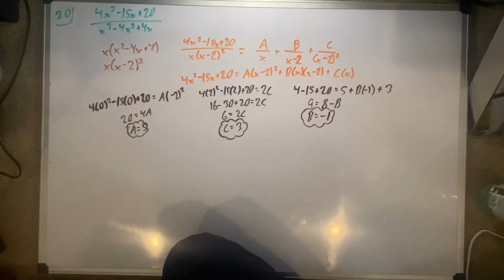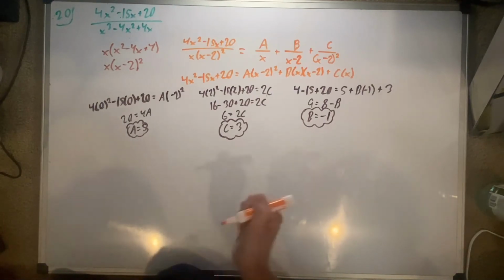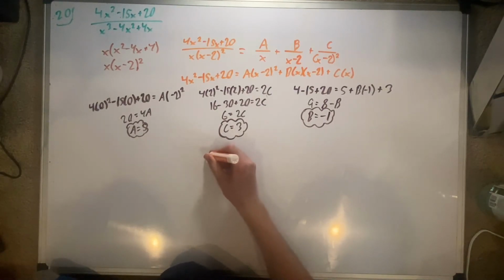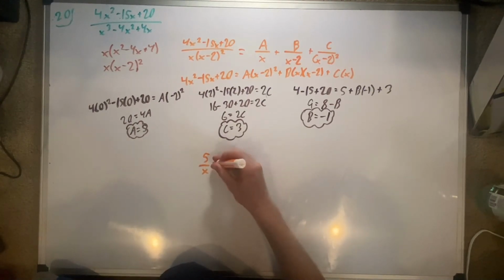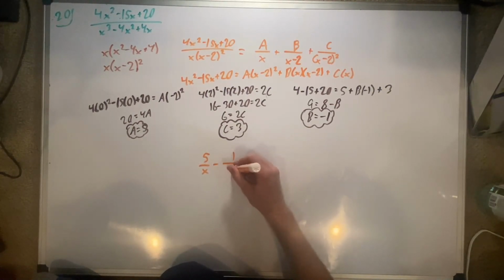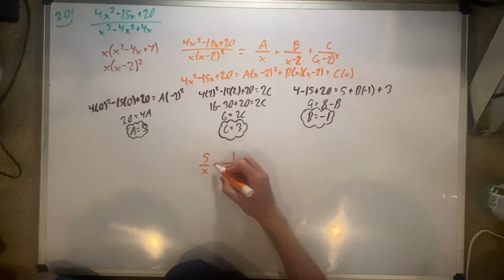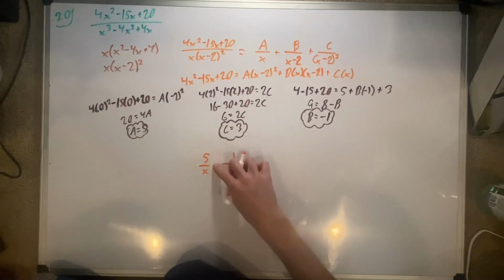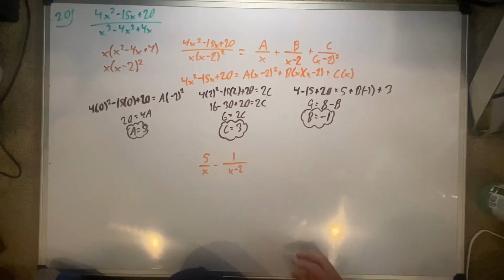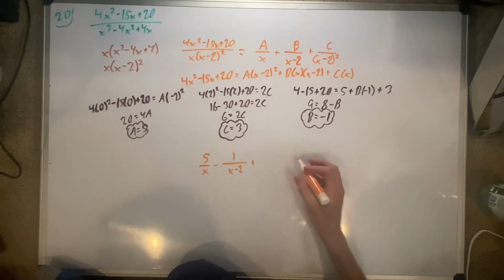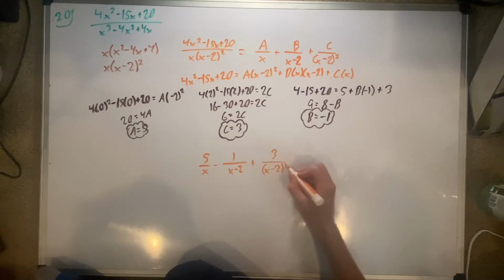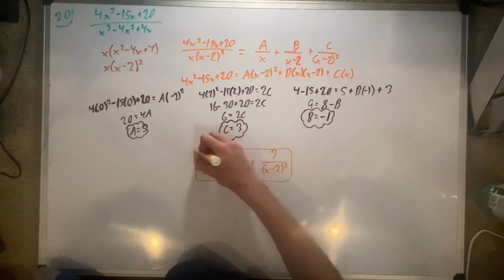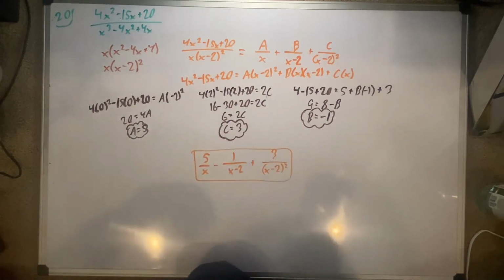So now we'll plug this into our total. We have a, so 5 over x plus, so that would actually be a minus 1 over x minus 2. Sometimes you'll see in the answer sheet this will be a plus and that'll be a minus, but I prefer to make the whole thing minus. And then we'll have plus 3 over x minus 2 squared. And that will be the total of our partial fraction decomposition for number 20.